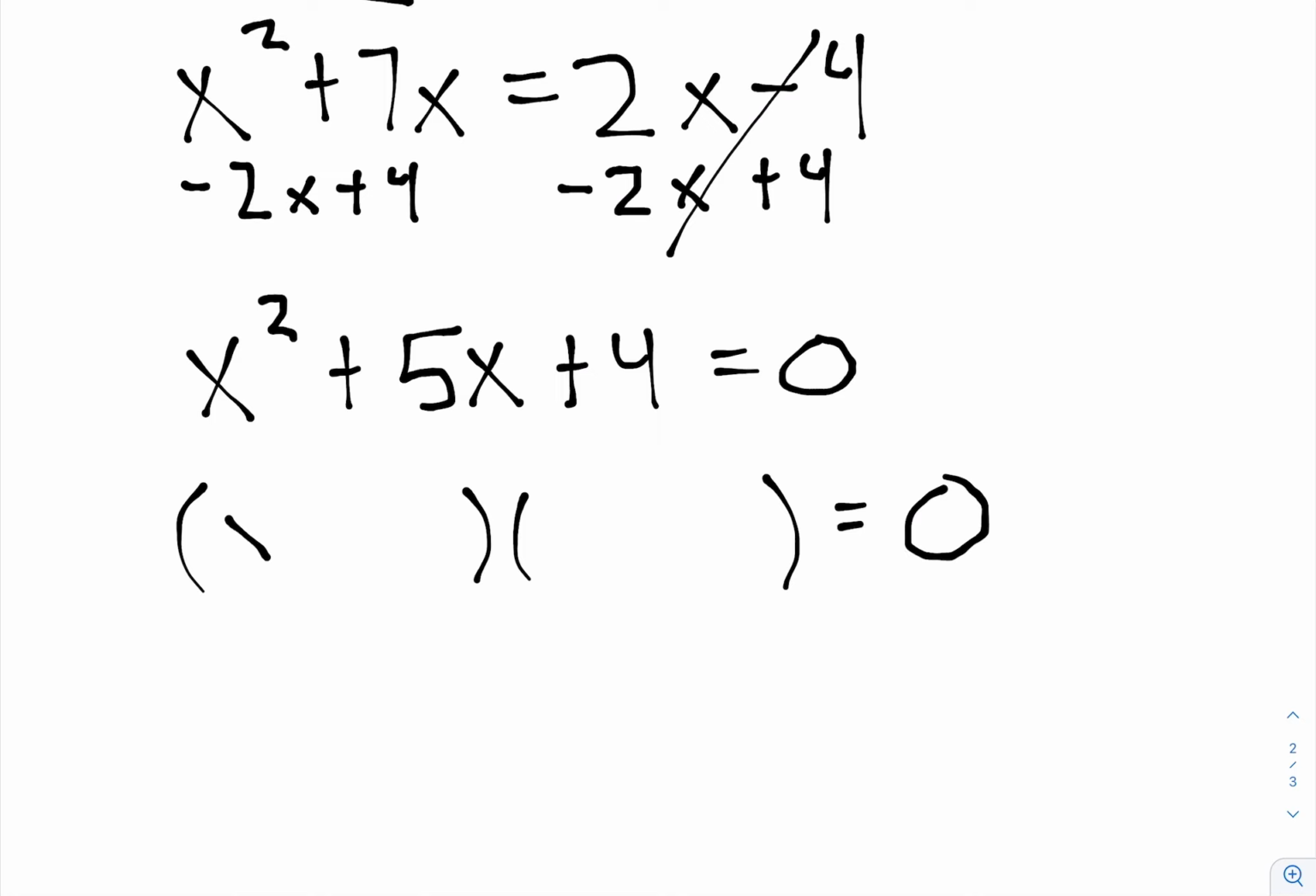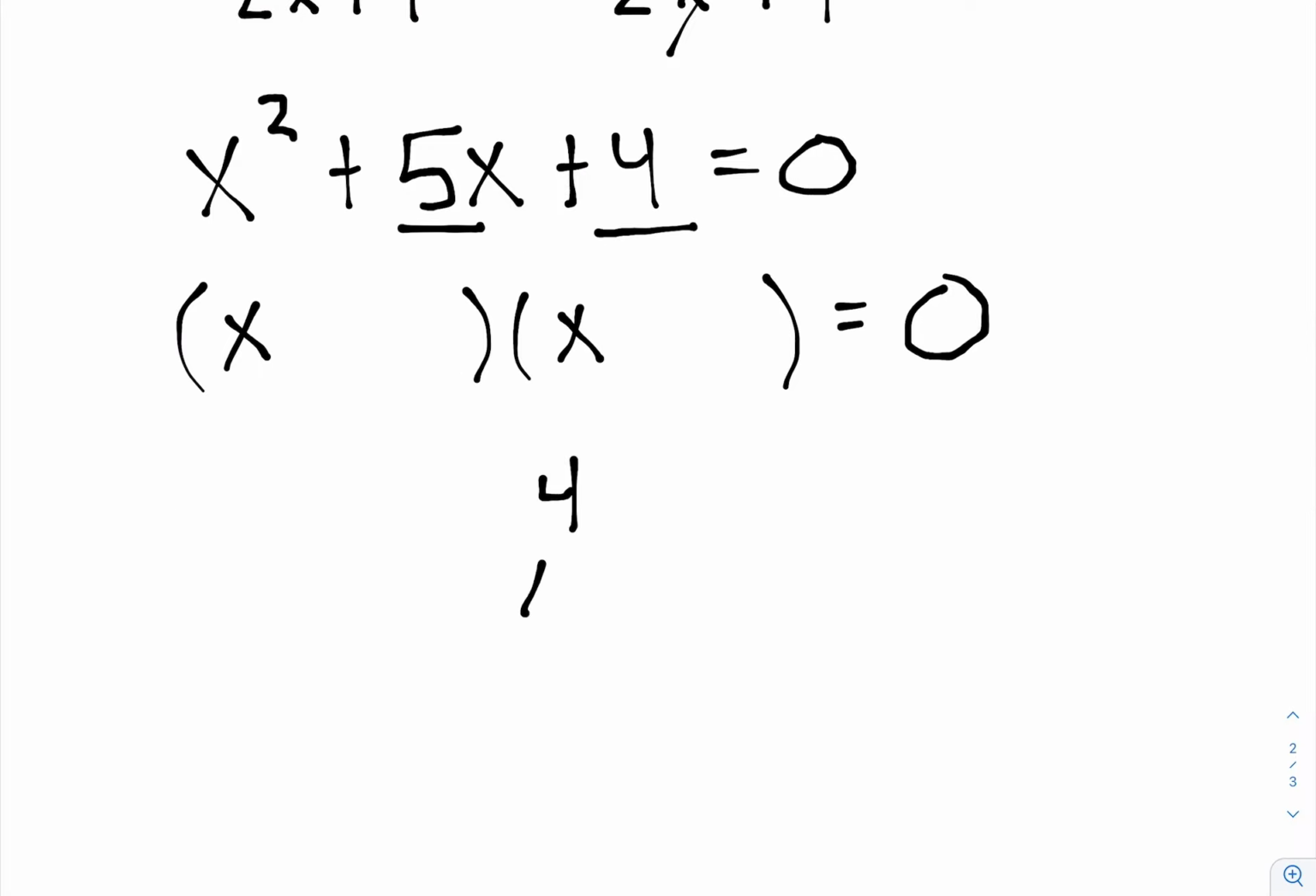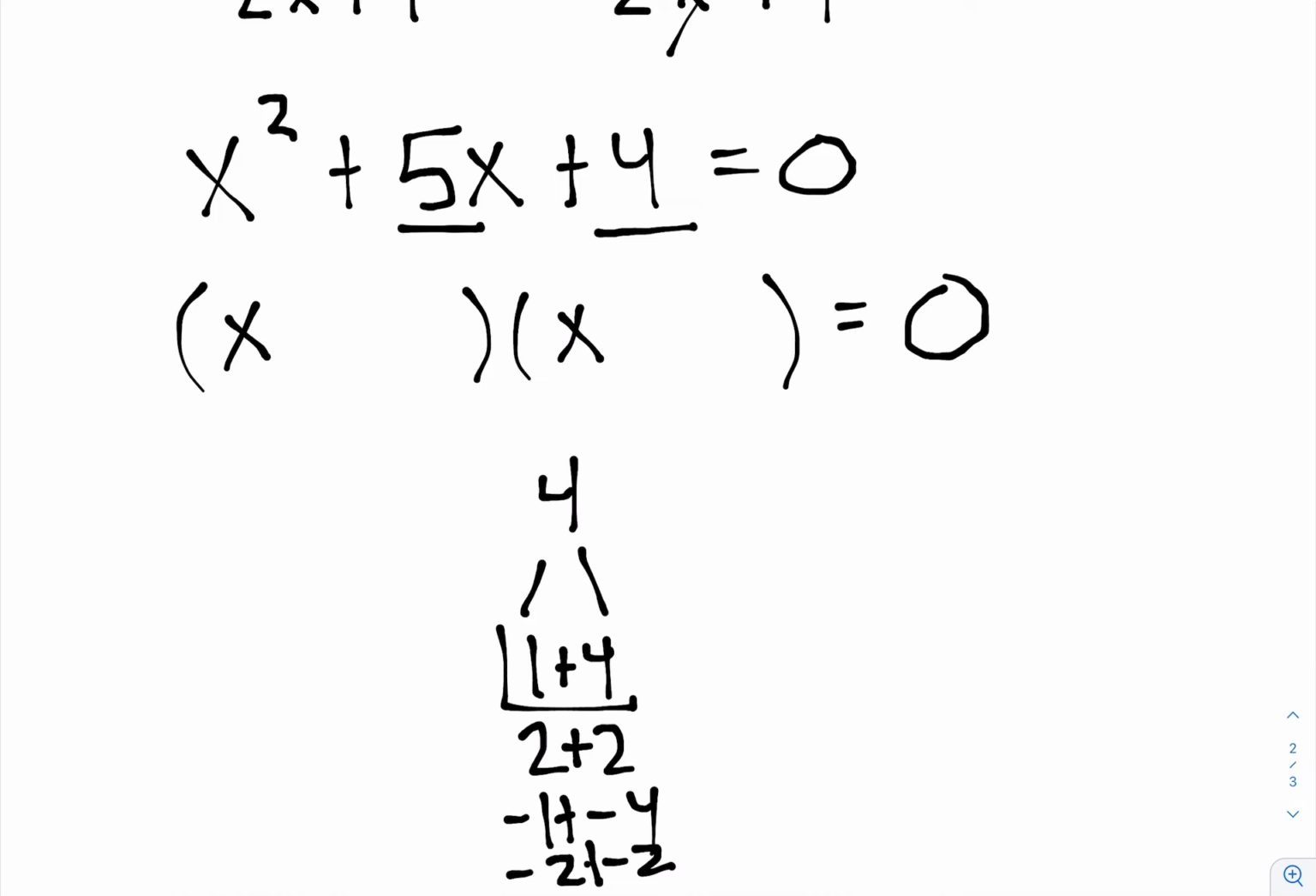Okay, so we want x to start out both brackets, right? Because when we expand this out, we want to equal x squared. So we have x to start, and we want two numbers that multiply to 4 and add to 5. Okay, so our factors of 4 are 1 and 4, 2 and 2, -1, -4, -2, -2. Okay, so which one of these add to 5? If we added all these together, which one would give us 5? That's going to be 1 and 4. Okay, so we're going to get plus 1 and plus 4.